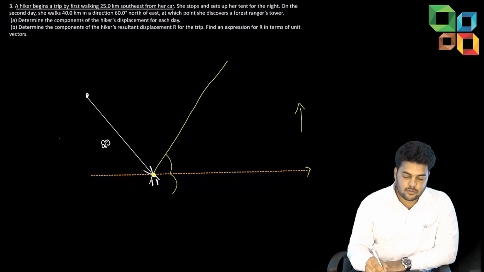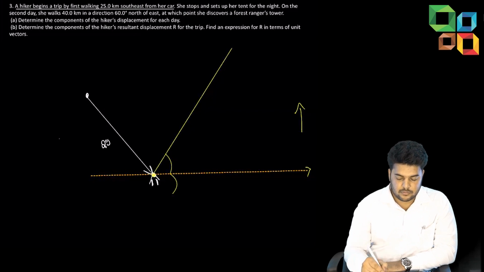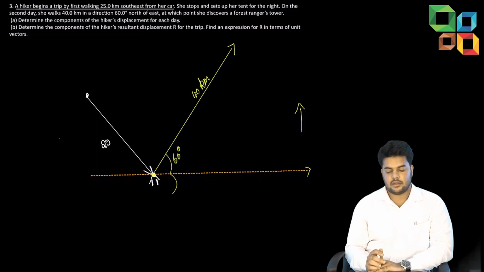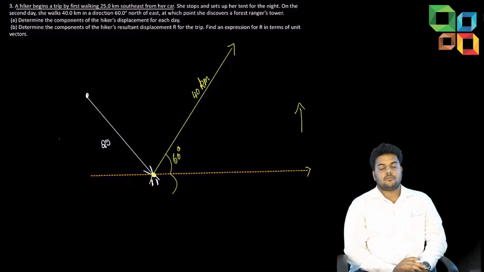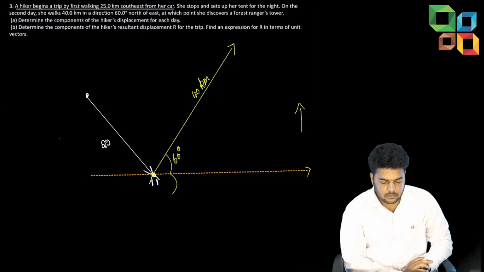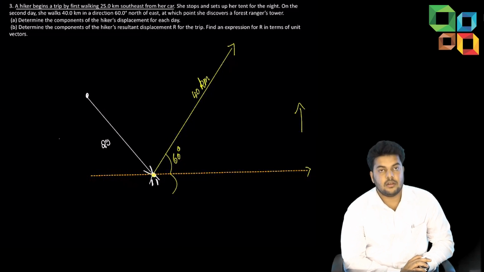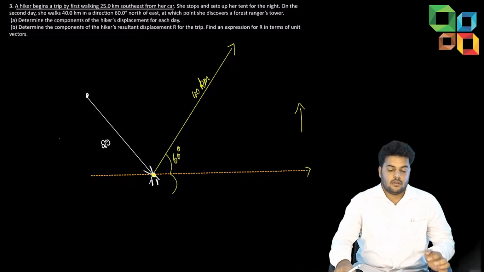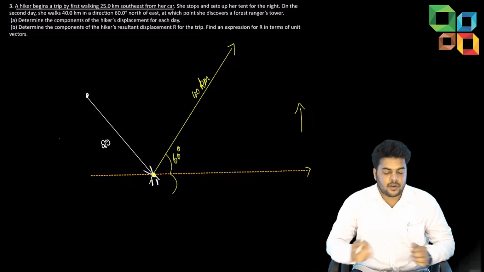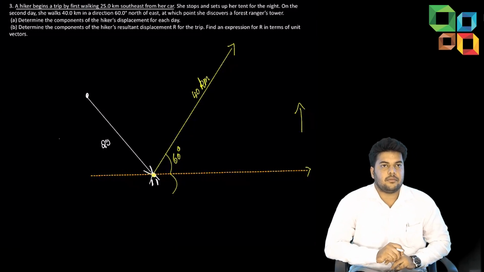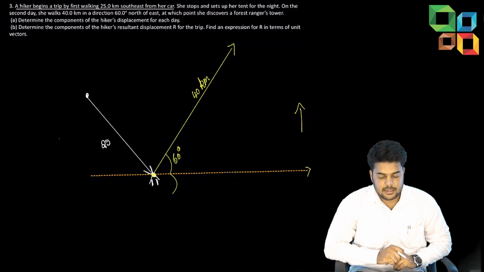And how long does she need to walk for? 40 kilometers. Okay. So she walks 40 kilometers north of east at an angle. Now find out the components of the hiker's displacement. Determine the components of hiker's displacement for the second day.